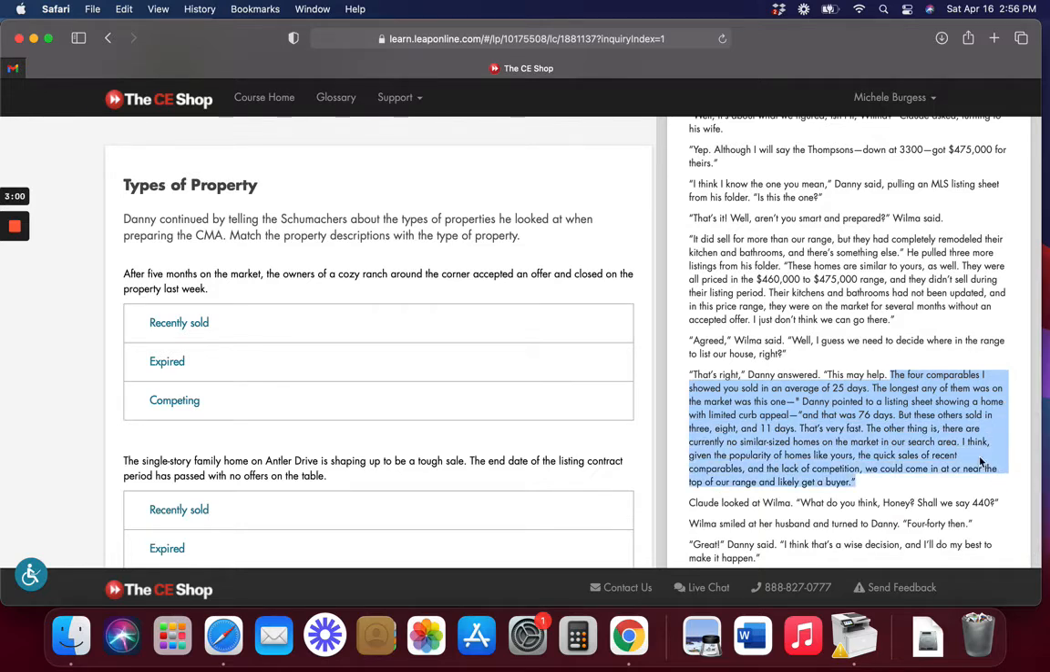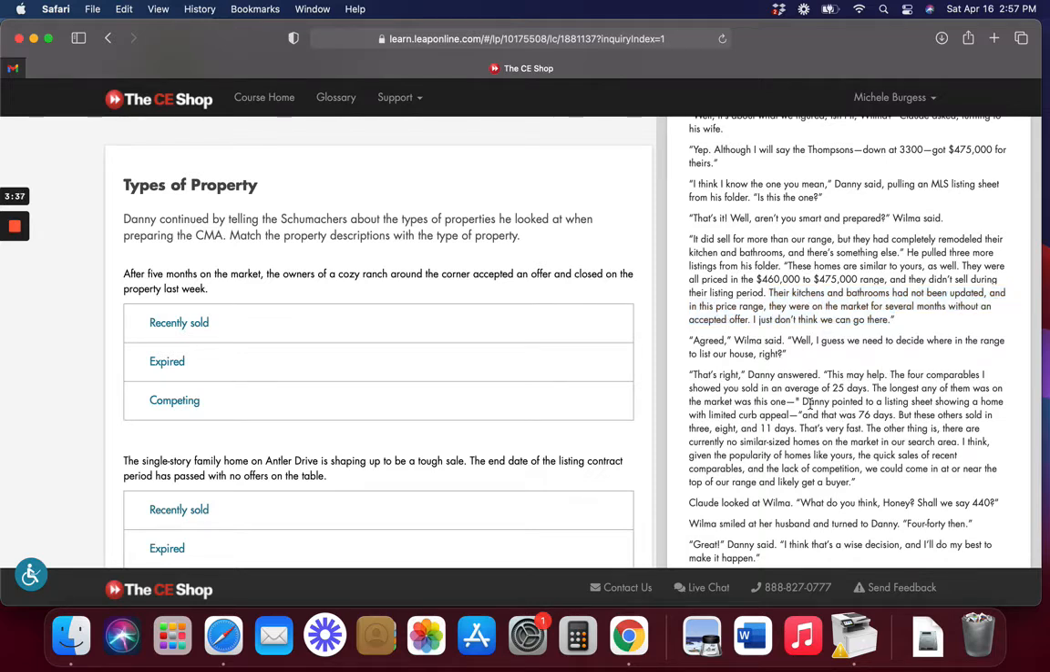Okay, so they're just talking about their property over here and what they have done. It says they completely remodeled their kitchen and bathroom. On the other hand, the other people did not update their kitchen and bathrooms. I think I was talking about that recently. If your neighbors are updating and you're not, you'll be able to get a little more money than them if you have an updated bathroom and bedroom.